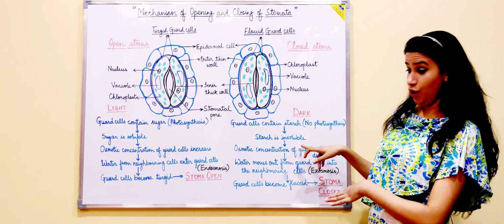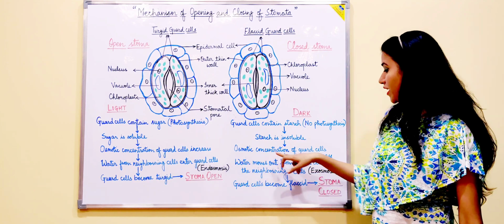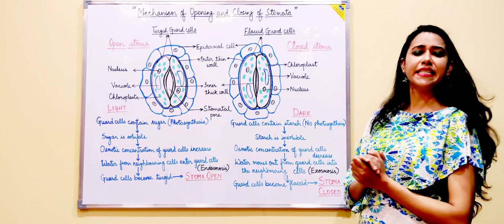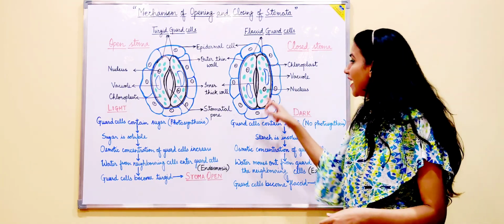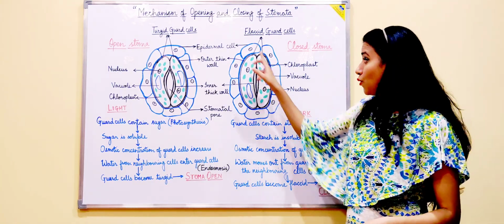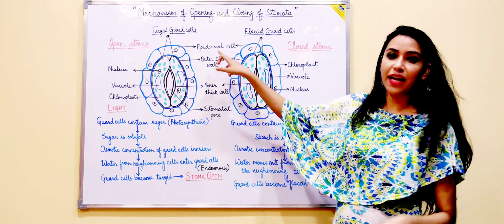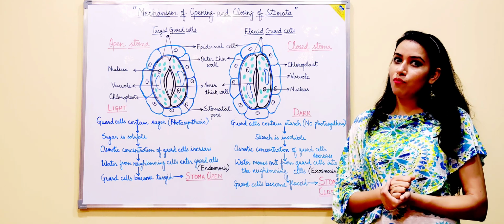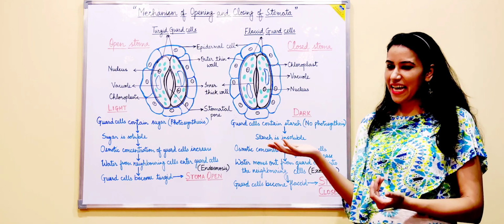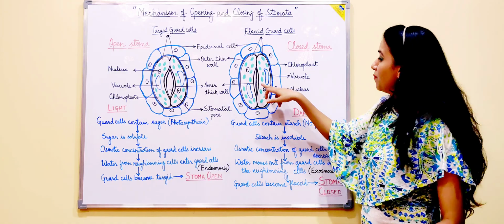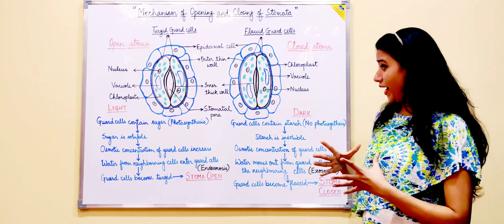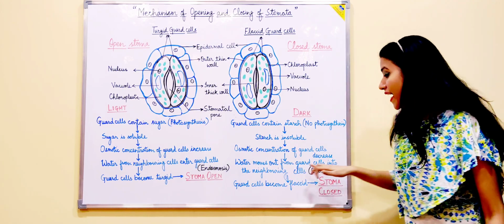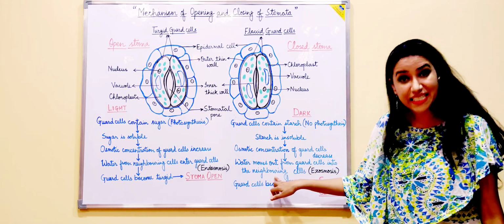Now, starch is insoluble, right? As a result, the osmotic concentration of guard cells would decrease. Or we can say there is more water inside the guard cells as compared to the water present in the neighboring epidermal cells. And as a result of osmosis, from where will the water move and to which cell? Well, yes, you're right. The water being more inside the guard cells will start moving out of the guard cells, and it will move into the neighboring epidermal cells.